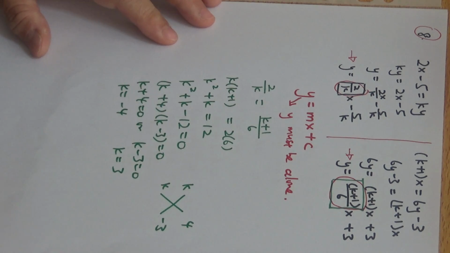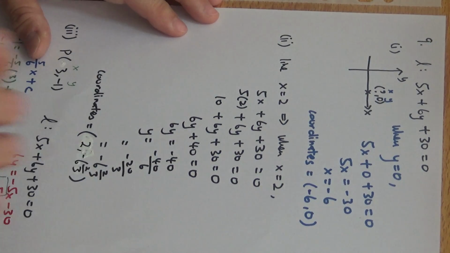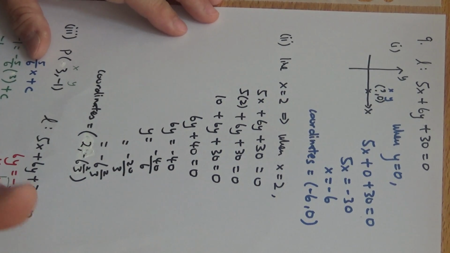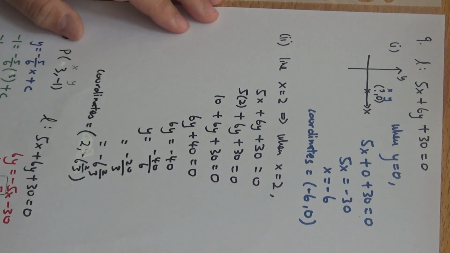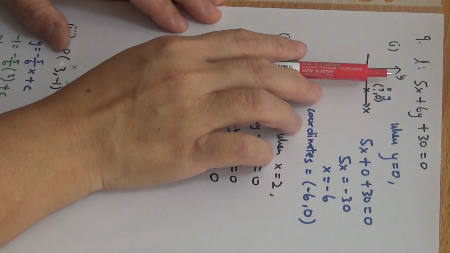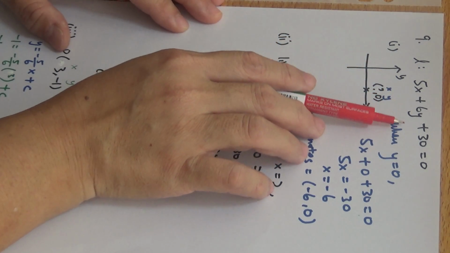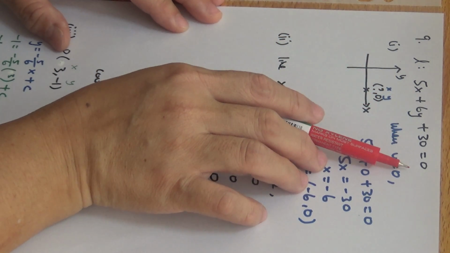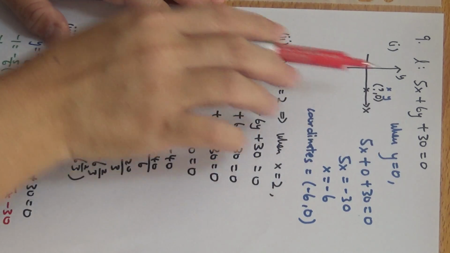Now I'm going on to question number 9. Question 9 is slightly longer, but it's also manageable. Question 9 says, the line L has the equation 5x plus 6y plus 30 equals 0. Find the coordinates where the line crosses the x-axis.